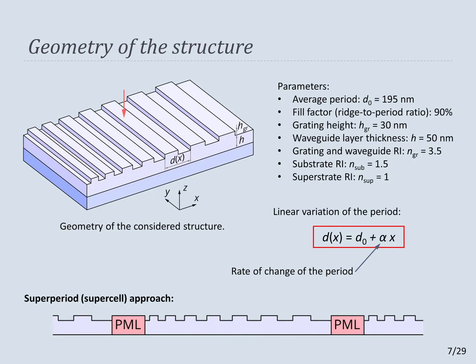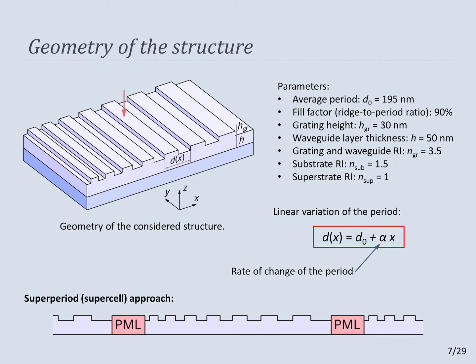This slide shows the geometry of the considered structure. We have a waveguide layer sandwiched between a substrate and a diffraction grating. Its period varies linearly along the x direction. The period change rate is defined by the parameter alpha. Other parameters are presented on the slide. In order to simulate this structure, we adopt the so-called superperiod approach. We periodize the whole superstructure and optically isolate the adjacent periods with the use of perfectly matched layers.